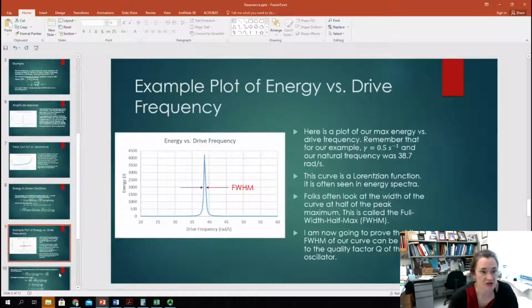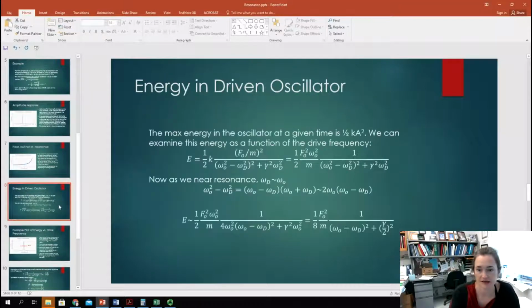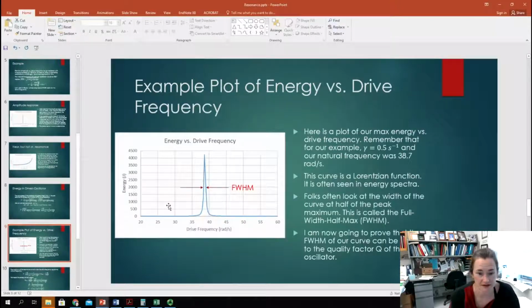So this goes back to our little resonator in our example problem that had the spring constant of 150 newtons per meter and so on and so forth. Remember that for our example, gamma was 0.5 inverse seconds and our natural frequency was 38.7 radians per second. So I just plotted in Excel that function I showed on the previous slide, 1/8 f naught squared over m, 1 over omega naught minus omega d squared plus gamma over 2 squared. I plotted that for energy versus drive frequency.